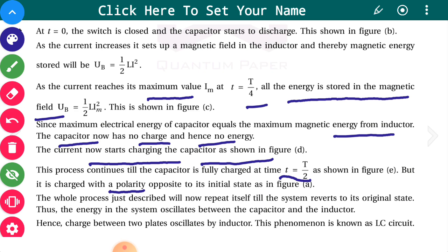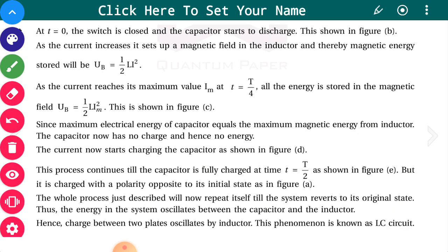And this process goes on. This process in which the charge is oscillating between the two plates of the capacitor through the inductor is known as LC oscillation. Okay, this phenomenon is known as LC oscillation, and this circuit is known as an LC circuit, or it is also called the tank circuit.